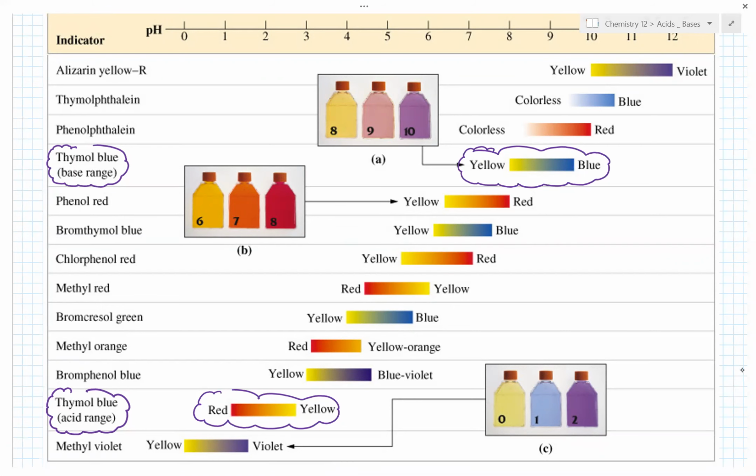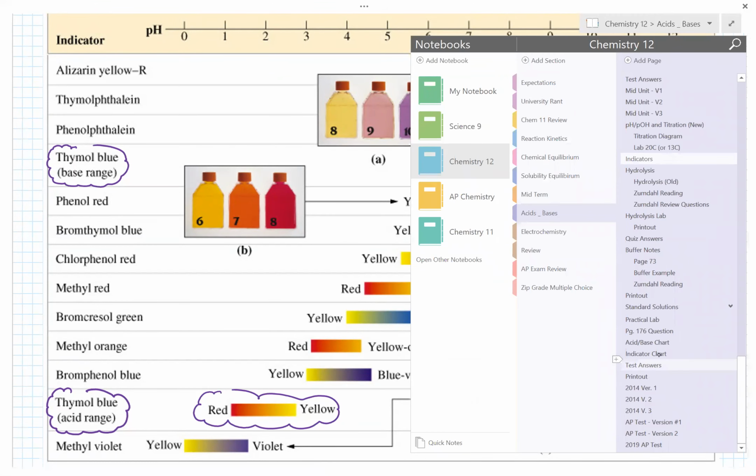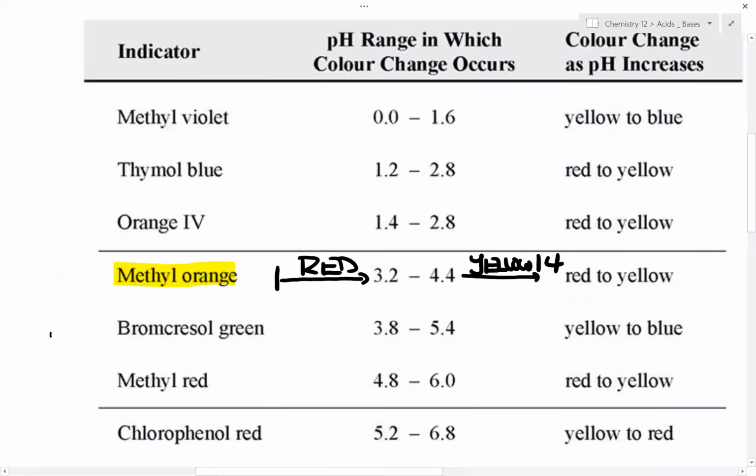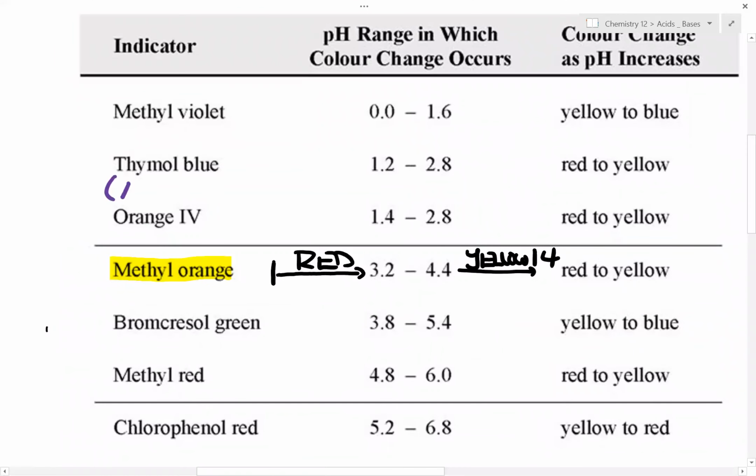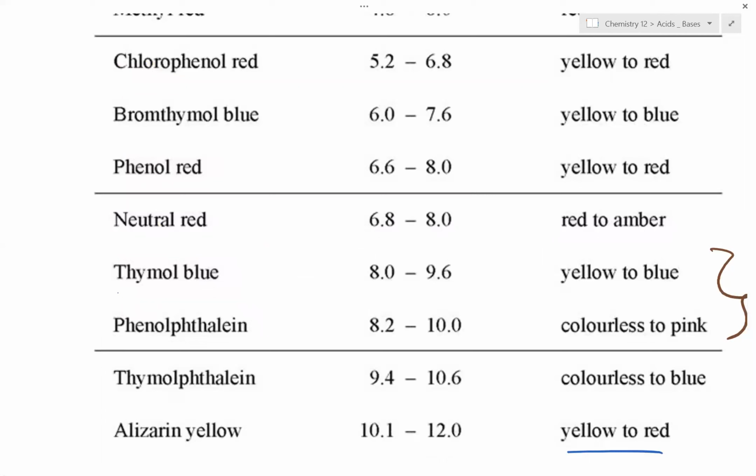Now, if you look at your chart, you will see that down here. So you have your thymol blue, and I had just erased it. This is the acid range. And if you take a look, there's thymol blue again. Here it is in the base range because it changes color in the pH base range here. Because it changes colors from yellow to blue, at a pH greater than 7.